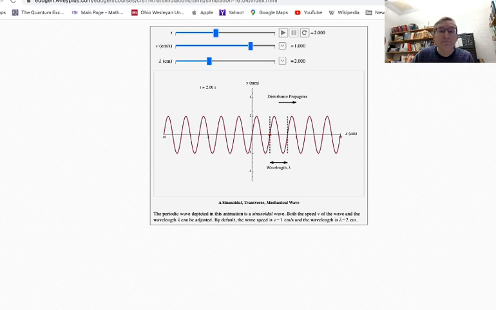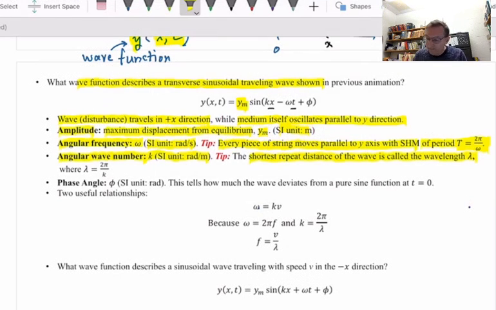Okay? And the animation shows me at the top with the slider that the repeat distance lambda, the wavelength, is 2 centimeters. And if you look very carefully on the x-axis, that does appear to be the distance between those 2 black dashed lines. Now, why am I telling you that? Because, back to the slides, the angular wave number is related to the wavelength by this handy formula. Wavelength equals 2 pi over angular wave number. Another way to write that is angular wave number k is 2 pi over wavelength.